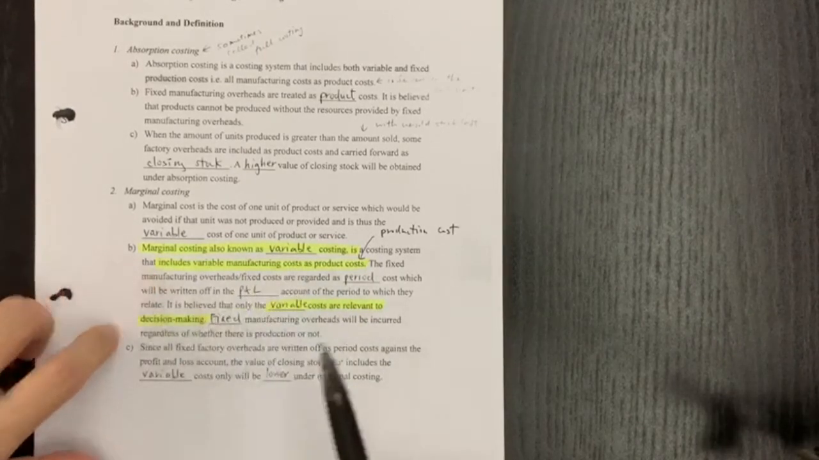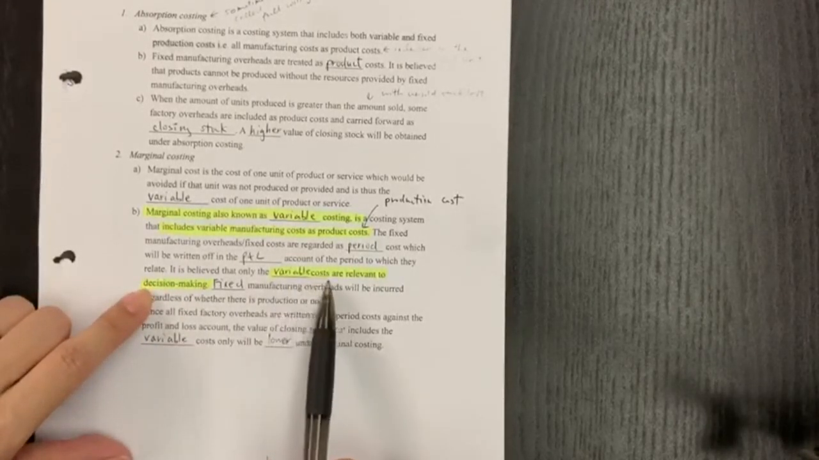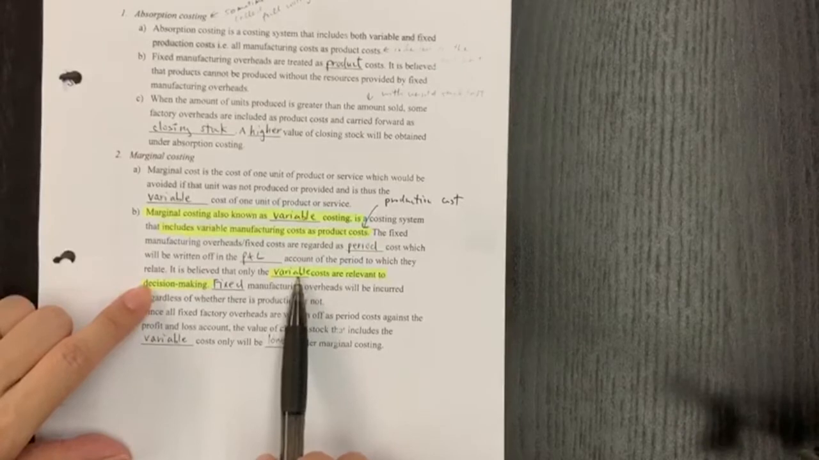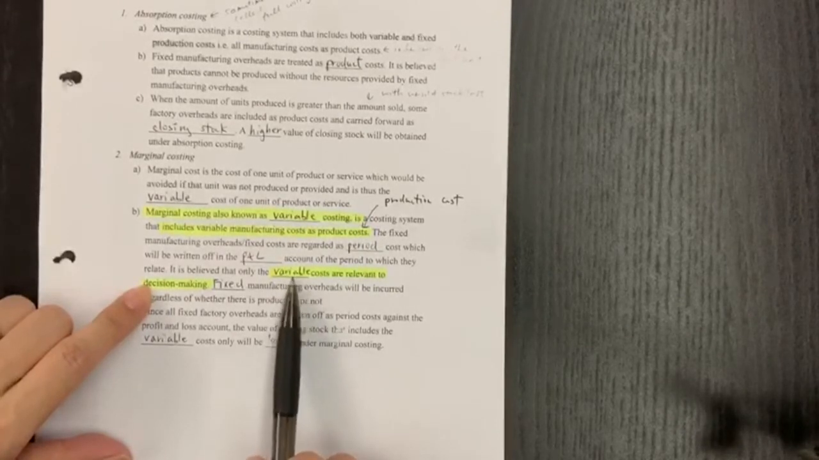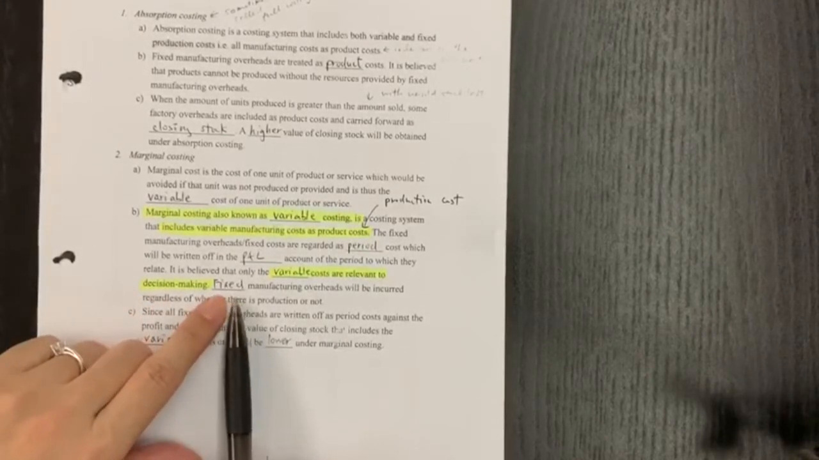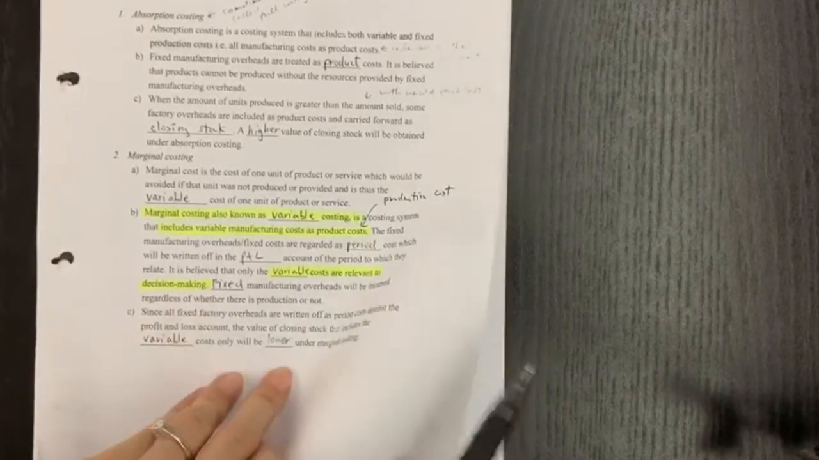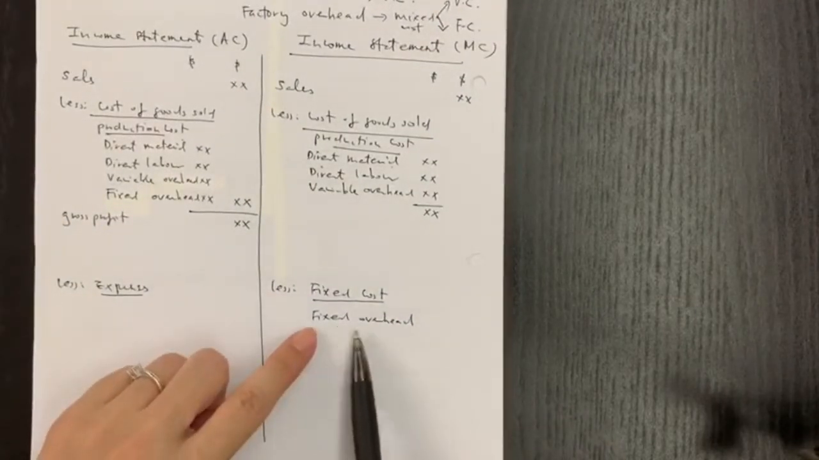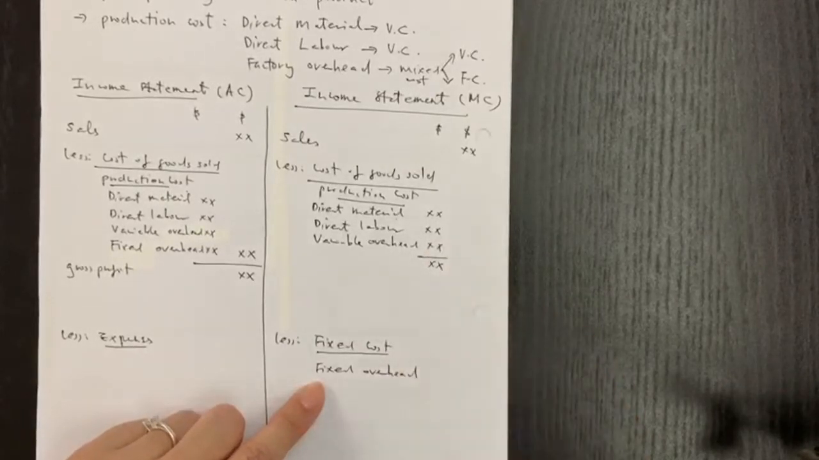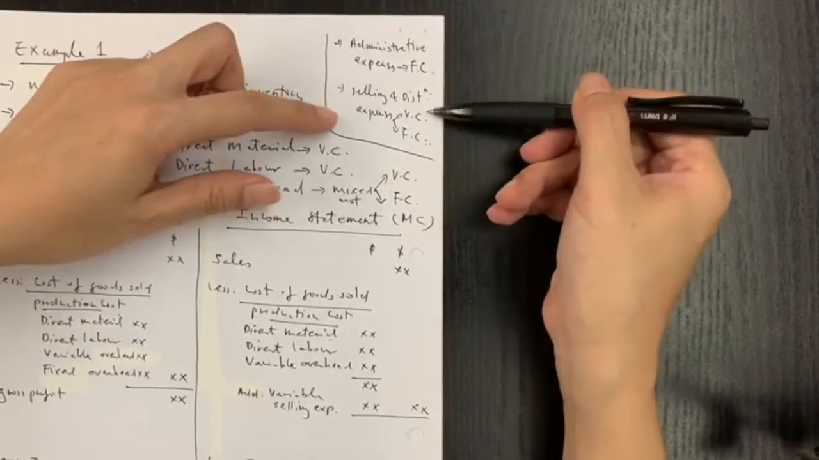Okay, so why do we do that? Because which one is relevant to decision making? Only variable costs are relevant to decision making. Is that right? Variable means if we want to produce one more unit, only variable cost will be affected. But what about fixed? Fixed, anyway, it is there. Okay, it will be incurred regardless of whether there is production or not. So therefore, the treatment for fixed overhead will not be included in the trading account under marginal costing.